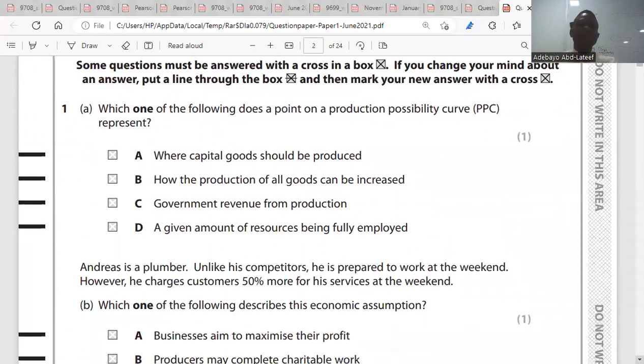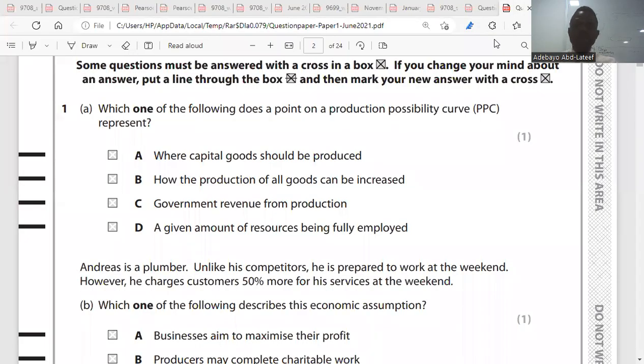The first question says, which one of the following does a point on the production possibility curve represent? So what's the answer? A given amount of resources being fully employed. Yes, that's the answer. So go to question 2.